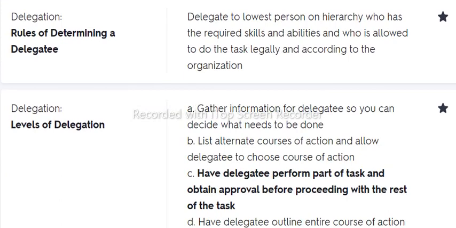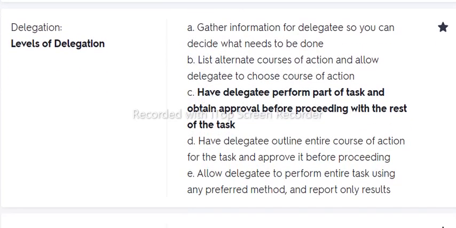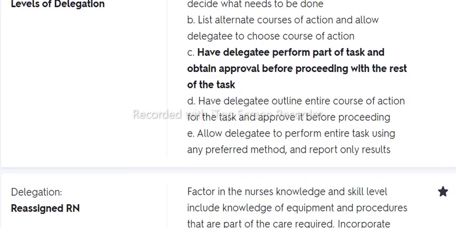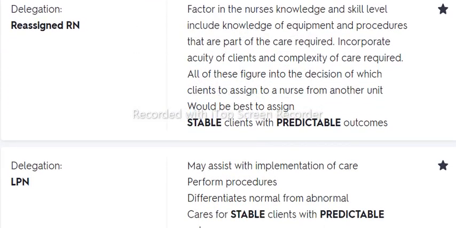Delegation rules of determining a delegate. Delegate to the lowest person on the hierarchy who has the required skills and abilities and who is allowed to do the task legally and according to the organization. Delegation levels of delegation. Delegation reassigned RN.